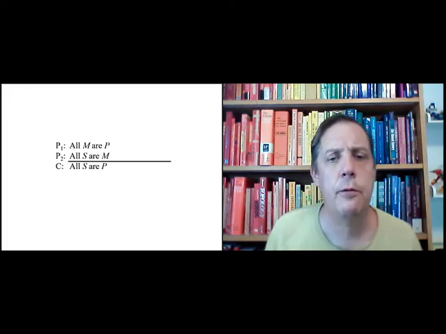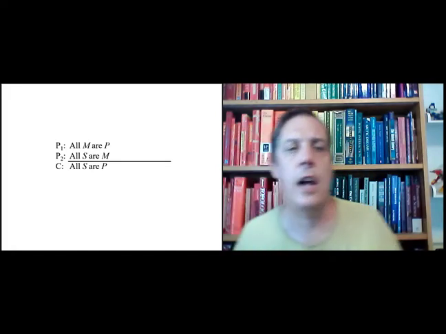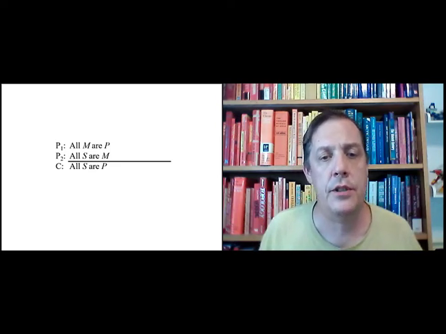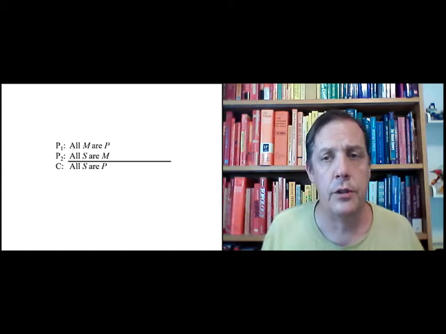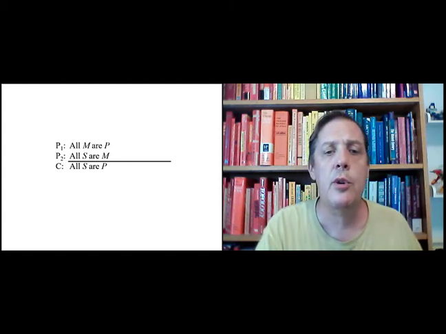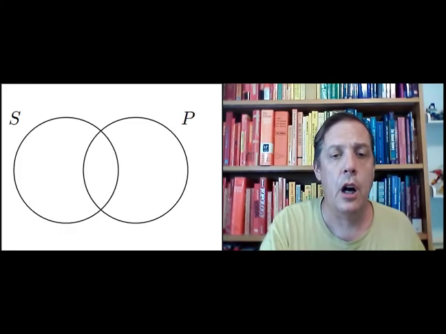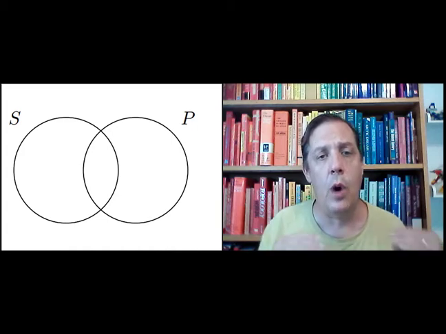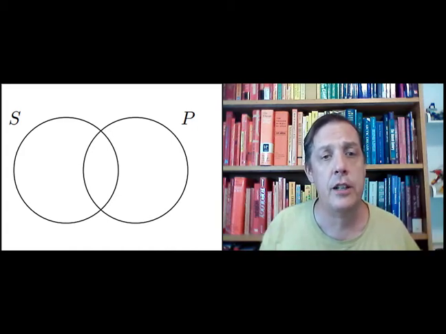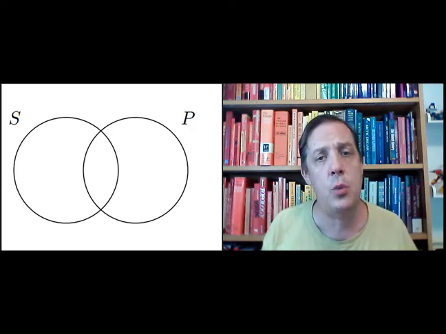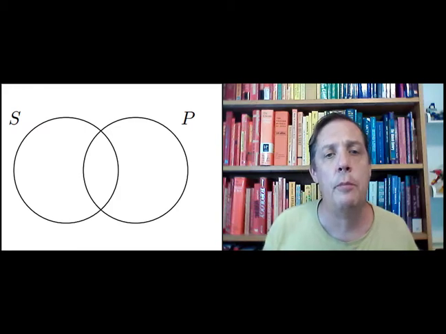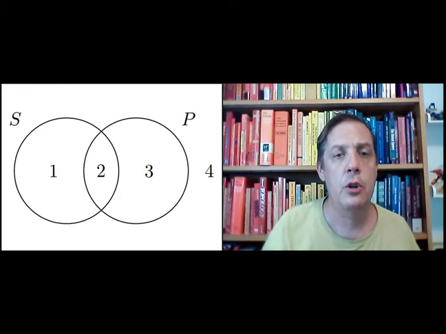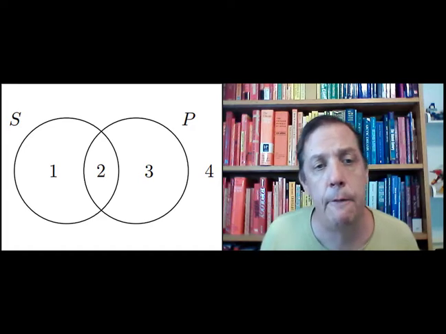The thing we want to do for today is learn how to do Venn diagrams for this sort of argument, for a categorical syllogism. Now remember, when we were doing Venn diagrams previously, we always had two circles because we had two terms. We were looking at one sentence with a subject term and a predicate term. So we just drew two circles, and we always had them overlap this way so that you could capture all the possible relationships. You had areas 1, 2, 3, and 4.